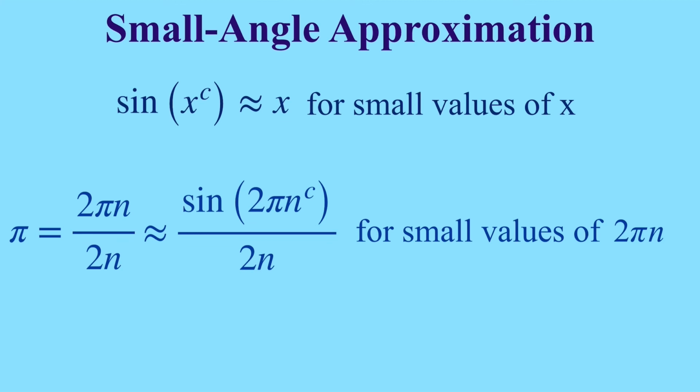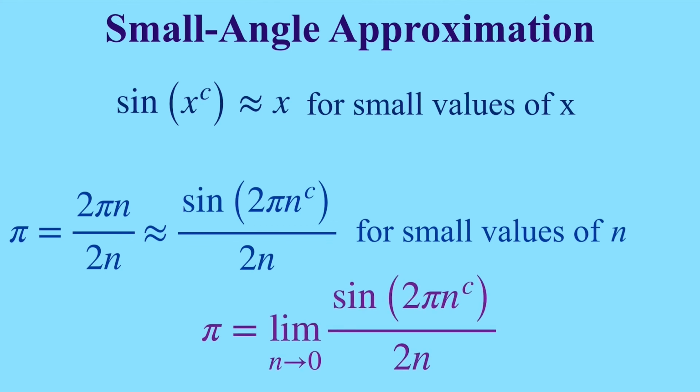Well, it turns out we can actually remove the 2 pi from that, and that's because when 2 pi n is small, n is also small, because 2 pi n is always bigger than n. 2 pi n is a multiple of n that's larger than 1. So 2 pi n will always be bigger than n, and for that reason, when 2 pi n is small, n is also small. And from this, if pi is approximately equal to sine 2 pi n over 2n in radians, then you can also say pi is equal to the limit as n goes to 0 of sine 2 pi n radians all over 2n.